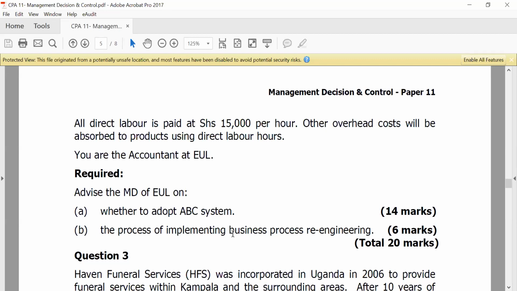Sometimes you may confuse it with management audits. But management audits are basically just like a normal audit. But now the management audit is more of looking at the internal processes.